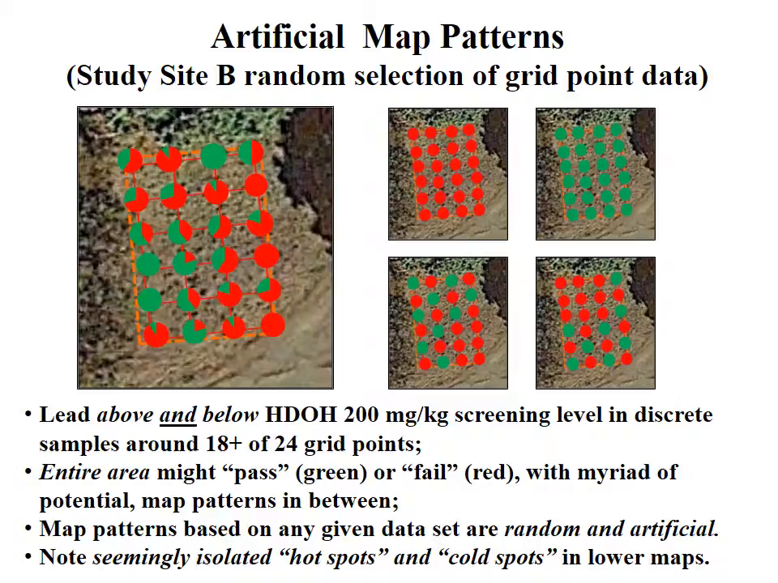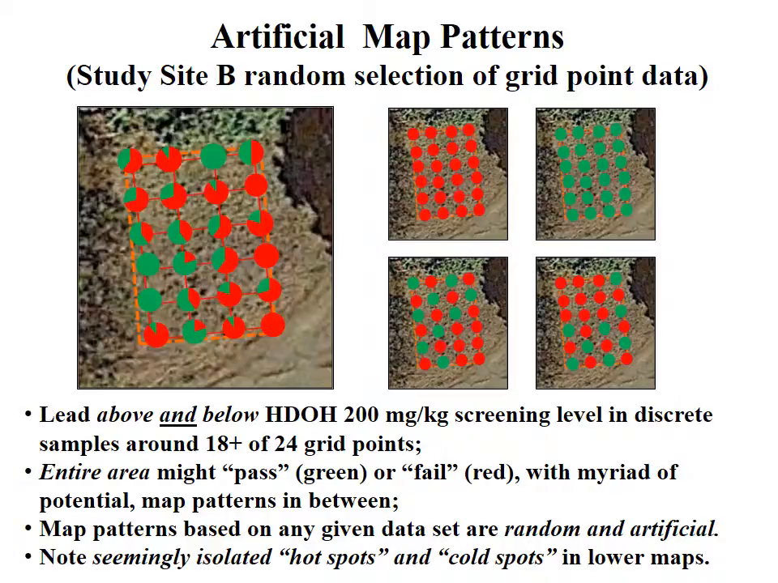So in the bottom left-hand corner, the 4 small figures, it looks like most of the contamination might be concentrated over on the lower right-hand corner. If you were to go back and resample that same area, then you'd find similar patterns, but they could be completely switched, as you see in the bottom right-hand corner. So these are all artificial patterns. They don't represent what's actually happening at the site. They're just reflecting random small-scale variability.